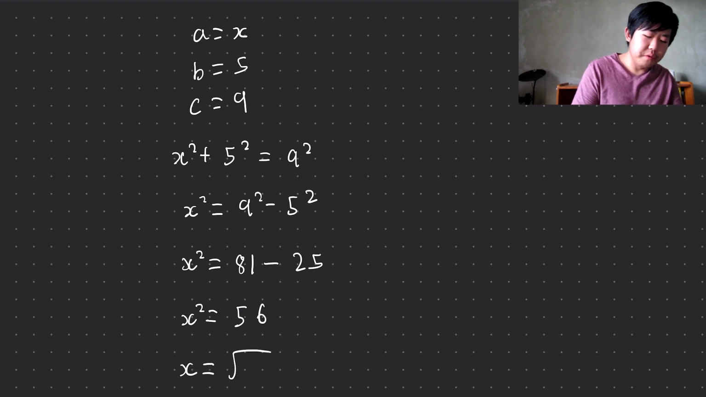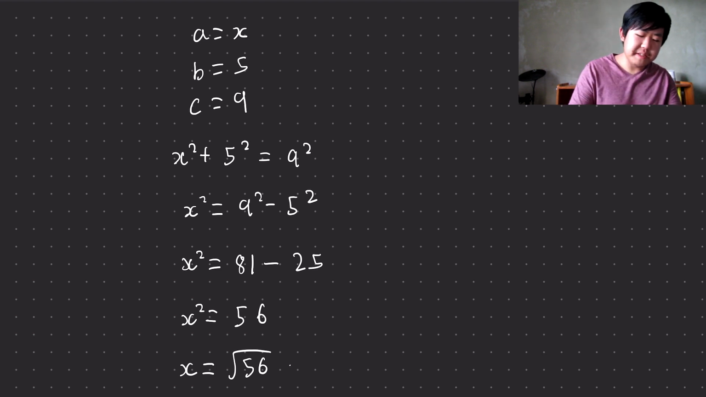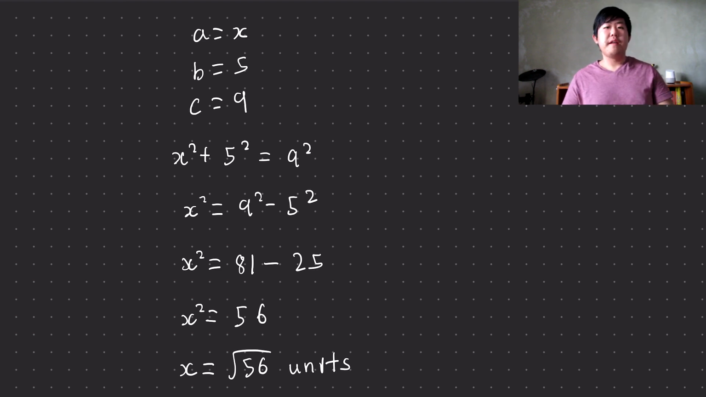x equals root 56. And since you can't simplify that, that's pretty much the answer. So root 56 units. Alright, now for level 3.